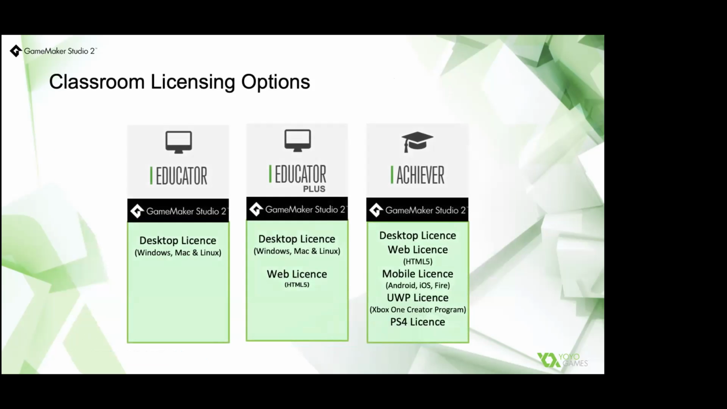We have 3 types of licenses available, and these can be purchased through Studica. There's Educator, which contains our desktop licenses, Educator Plus, that contains desktop and web, Achiever, that contains desktop, web, mobile, UWP, and PlayStation 4. Licenses come with 1- and 2-year options. These seats are concurrent use licenses, so they can be used for multiple classes.